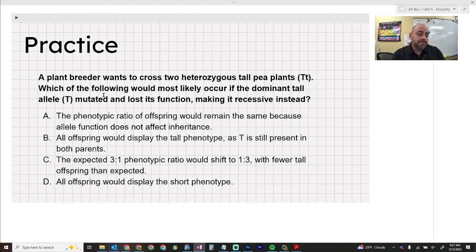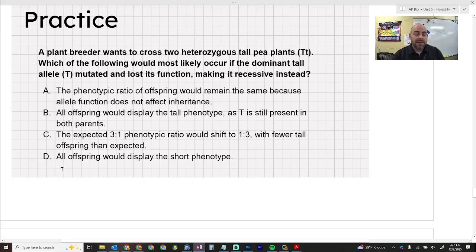This will be interesting. A: Phenotype ratio of offspring would remain the same because allele function does not affect inheritance. That is not true. B: All offspring would display the tall phenotype as T is still present in both parents. No, it doesn't, because making it recessive instead is a mutation. C: The expected phenotypic ratio of 3:1 would shift to 1:3 with fewer tall. Again, no, it's not going to happen because it makes it recessive. So D is the correct answer because A, B, and C are wrong. But let's look and see why D is the correct answer.